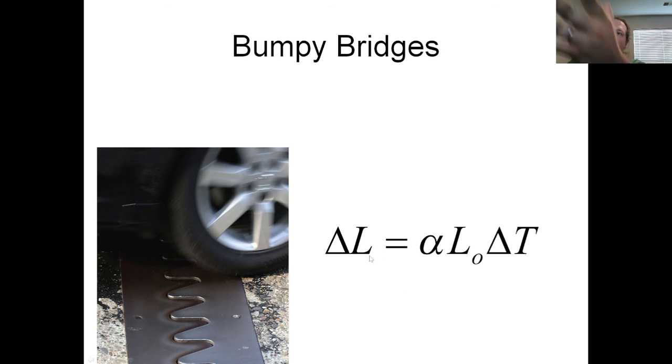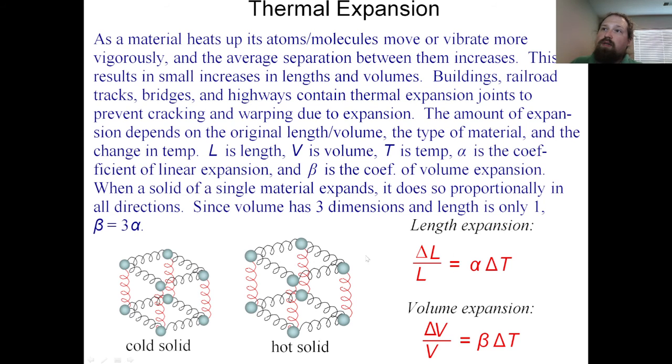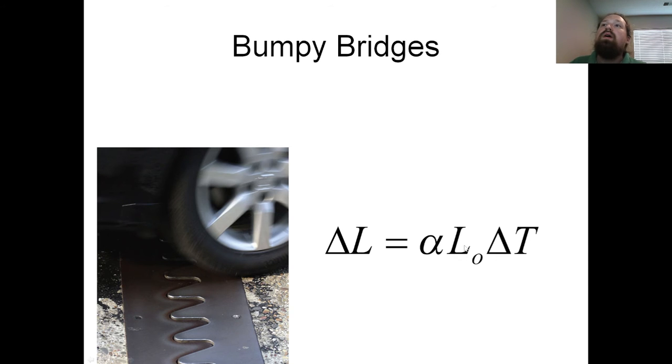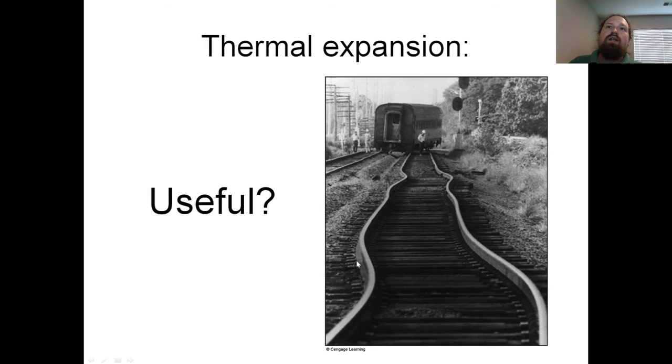notice that this is the same formula. I've just taken the L initial term and moved it from the denominator of the left into the numerator of the right. So it's the same formula as before, just slightly rearranged. In this form, it's easier to see that if the initial length is already big, the change in length will also get larger. So the bigger the object is, the more it will expand. And so the places where thermal expansion is the most dangerous is in very big or very long objects.